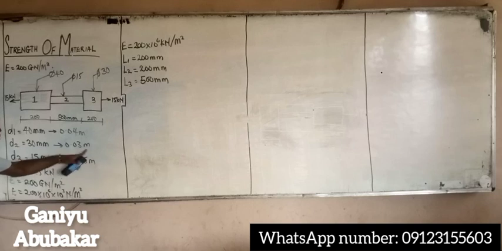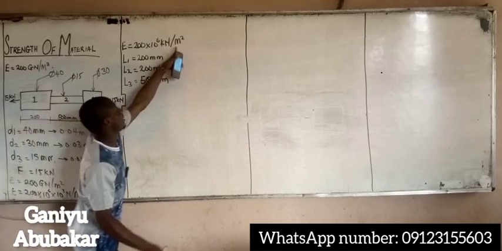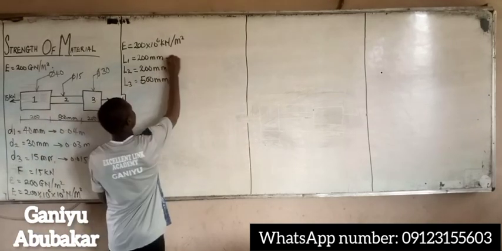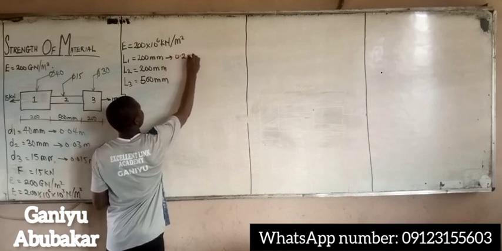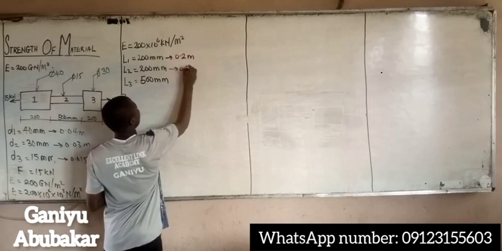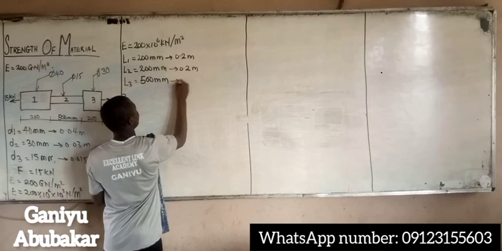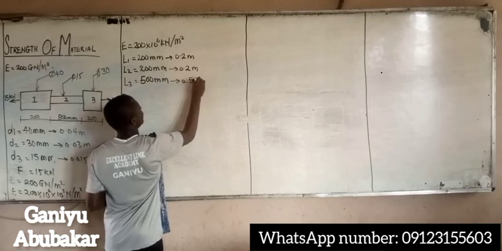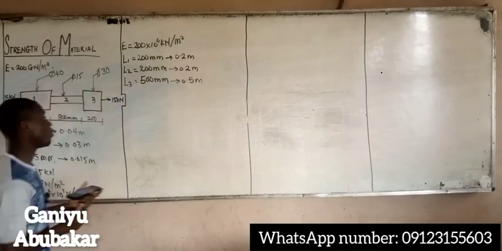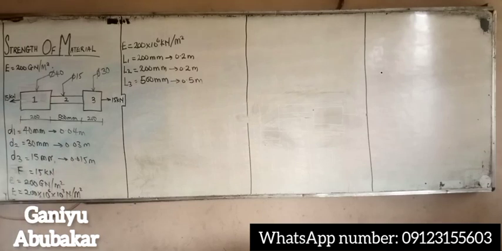I'm having meter. Convert all this to meter, I'll have 0.2 meter, 0.2 meter also, 0.5 meter. Simply divide by 1000. Alright, now no problem, I can now start solving.